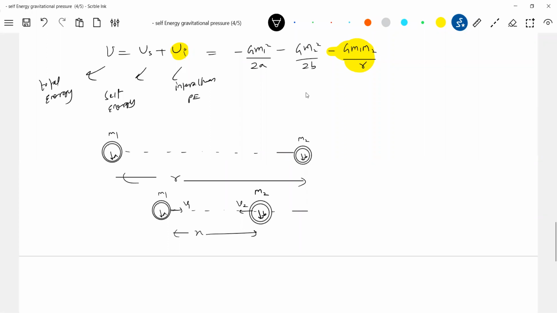From where has this kinetic energy for the shells come? The decrease in potential energy got converted into an increase in kinetic energy. But what will happen to the self energy? Self energy will remain the same. So which energy is decreasing? Not self energy, interaction potential. Then what is the equation we write? G M1 M2 by R equals G M1 M2 by X plus the kinetic energies.